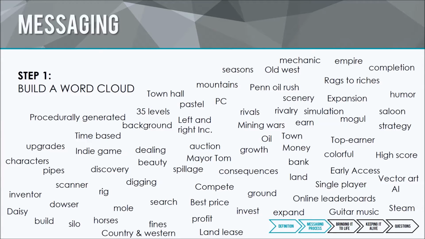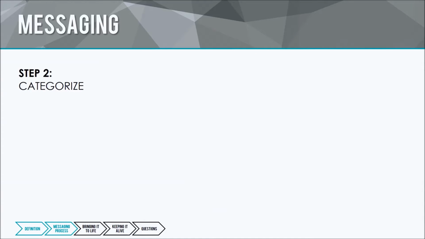The next step is to categorize these words. Usually you look at the word cloud and you find these words coalesce naturally into groups. You can create clusters such as gameplay, environment, story, combat, and sort words by dragging and dropping them into each one of these categories. These categories are different for each game, and in this step, you determine which ones are the main categories for your game.